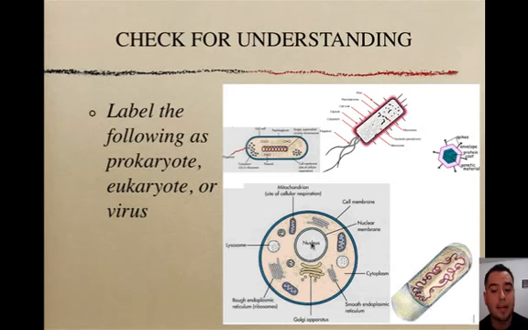Then we got here, we see a cell. It is a cell, and it has a nucleus and membrane-bound organelles. That gives it away that it's a eukaryote. This one specifically is an animal cell. You look here, I don't see the word cell, cell wall, cell membrane. I don't see anything like that. It looks very small. It's a virus.